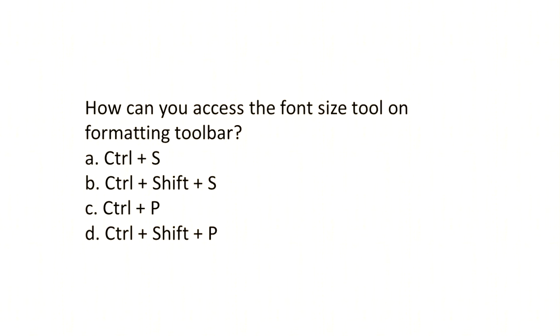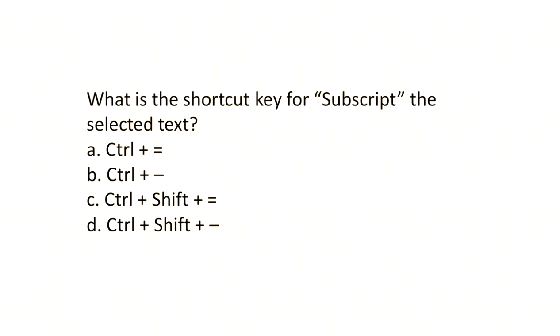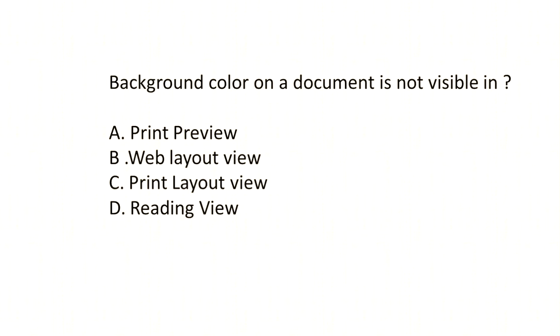Next, how can you access the font size tool on formatting toolbar? Answer is Control plus Shift plus P. Next, what is the shortcut key for subscript the selected text? Answer is Control plus equal. Next, background color on a document is not visible in. Answer is Print Preview.